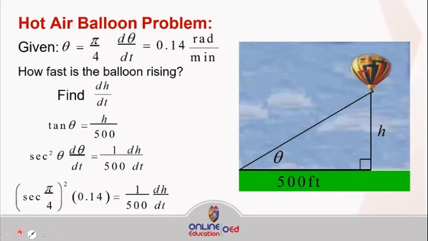For our first problem, we have the hot air balloon problem. This is the problem that is given. In the given, we have our theta, which is equivalent to pi over 4. And we also have d theta over dt is equal to 0.14 radian per minute. And the question is, how fast is the balloon rising? So what we are looking for here is dH over dt. That means our height with respect to time.